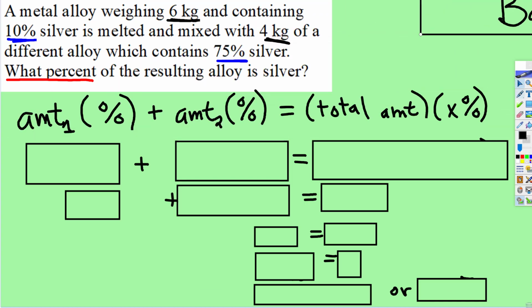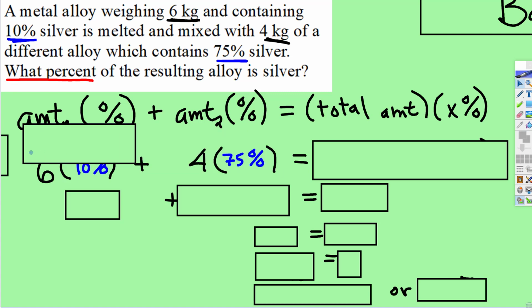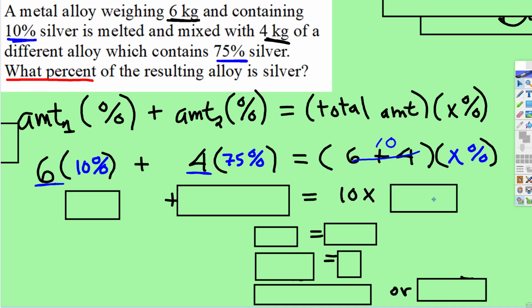I went ahead and wrote the basic setup again so we could see that. So 6 kilograms is your first amount, 10% is your first concentration. Then we have 4 kilograms is your second amount, and 75% is your second concentration. So for the total amount, we add these two amounts together, 6 plus 4, which is 10, times x, the concentration that we have missing. So 10 times x is 10x.